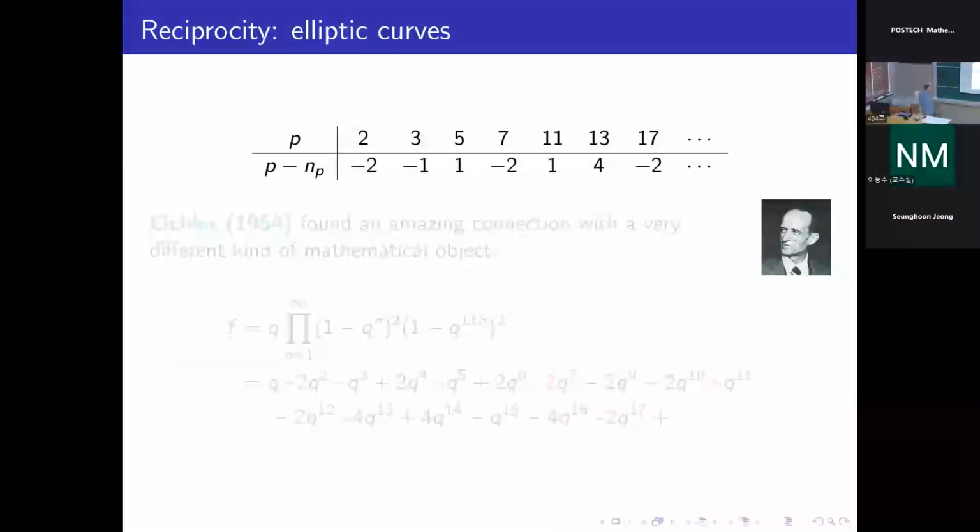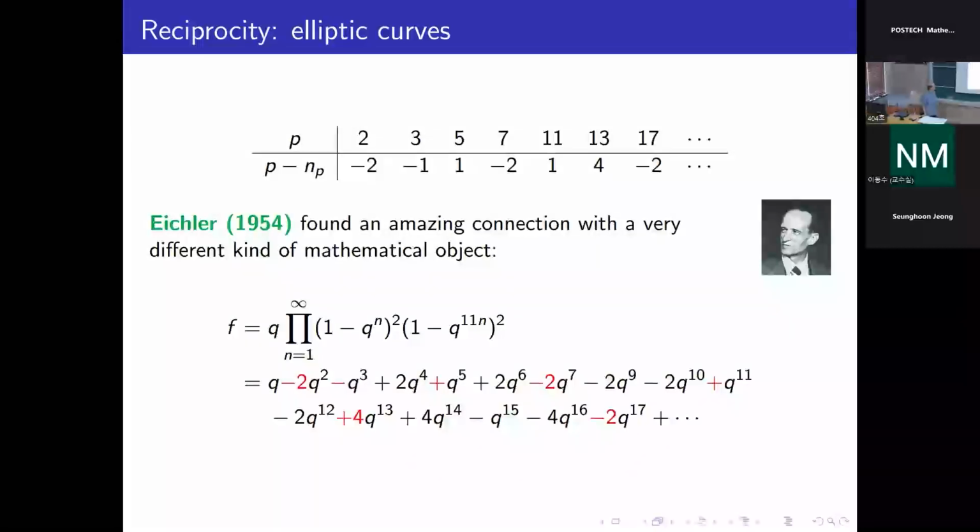Right. So once again, I write down the same people at the top. And 20 years later, Martin Eichler realized that these numbers are connected with a completely different kind of object, a modular form.